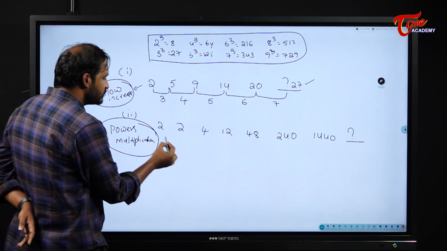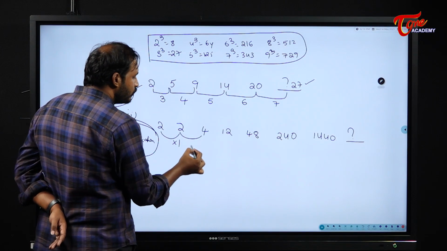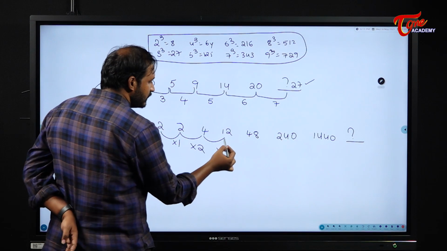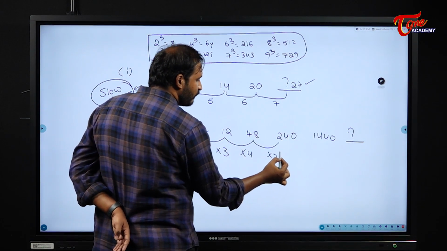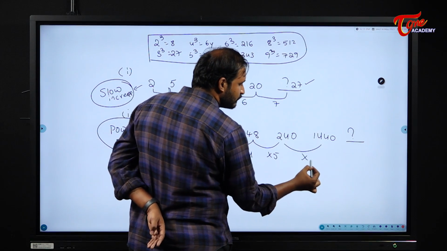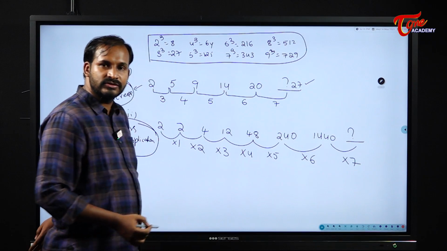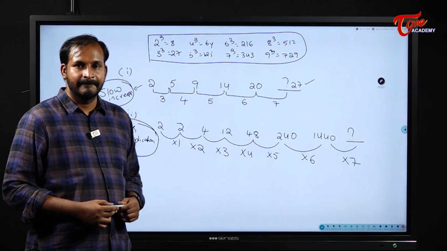So the chance is 2 ones is 2. Next, how does 2 become 4? 2 twos is 4. Next, 4 to 12, 4 threes is 12. Next, 12 fours is 48. 48 into 5 is 240. 240 into 6 is 1440. Next, it should be what? Into 7. Understood, students? Like this we need to solve the problems.